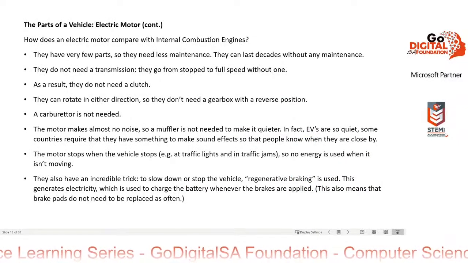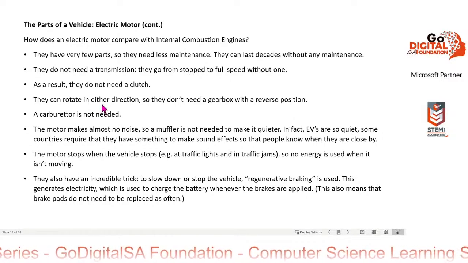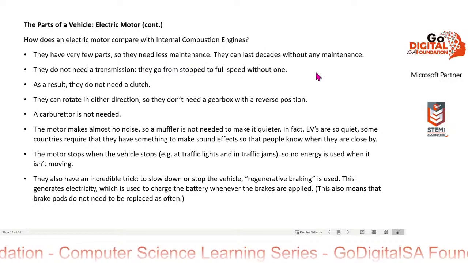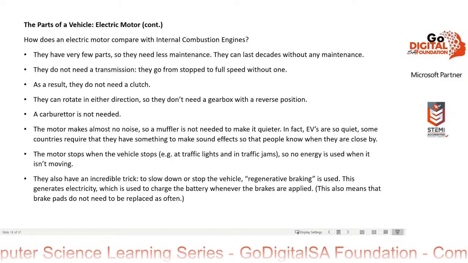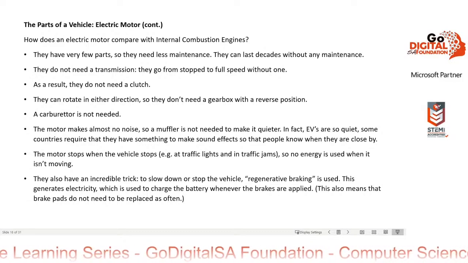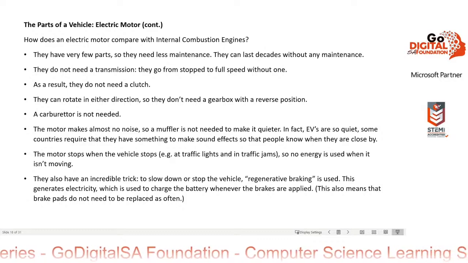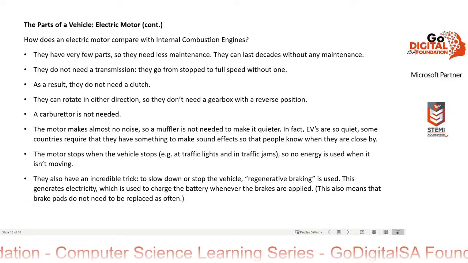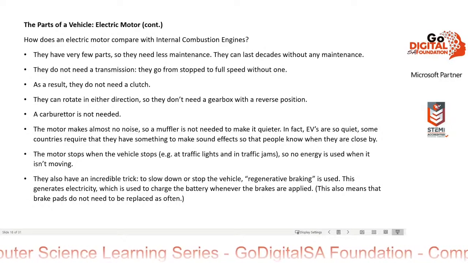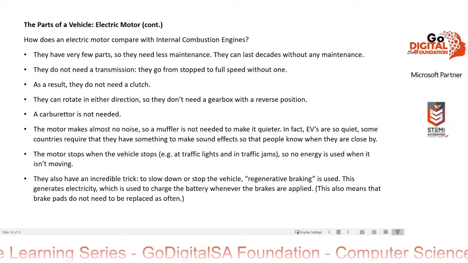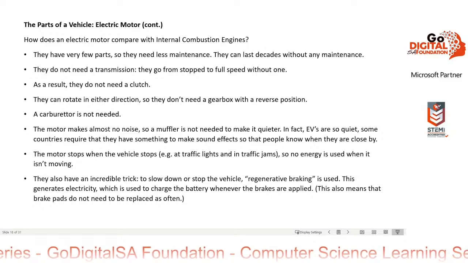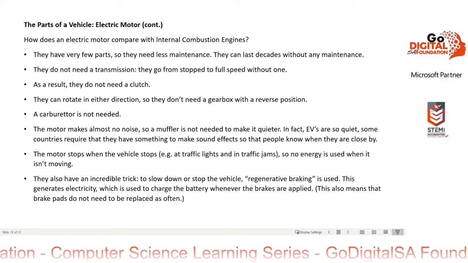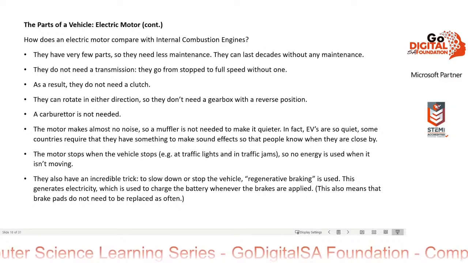How does an electric motor compare with internal combustion engines? They have very few parts, so they need less maintenance. They can last decades without any maintenance. Okay, and typically the things that you replace in an electric vehicle are windshield wipers and very rarely the brake pads. They do not need a transmission. They can go from stop to full speed without one. As a result, they do not need a clutch. They can rotate in either direction, so they don't need a gearbox with a reverse position. A carburetor isn't needed. The motor makes almost no noise, so a muffler isn't needed.